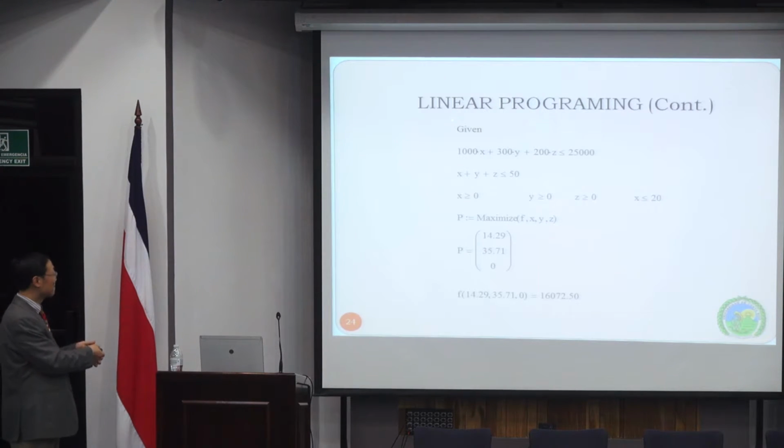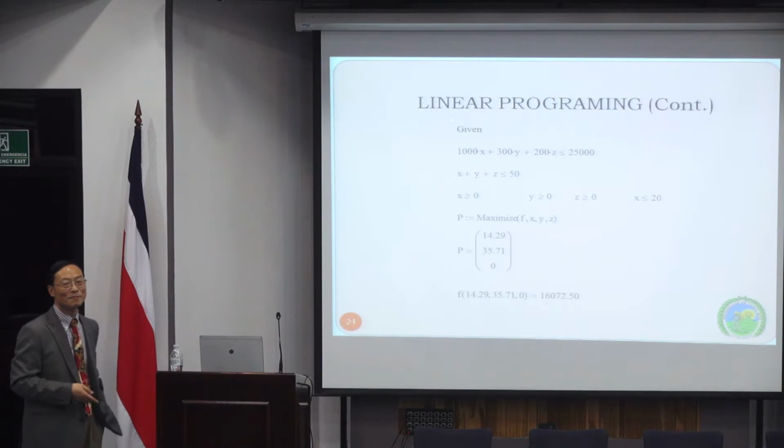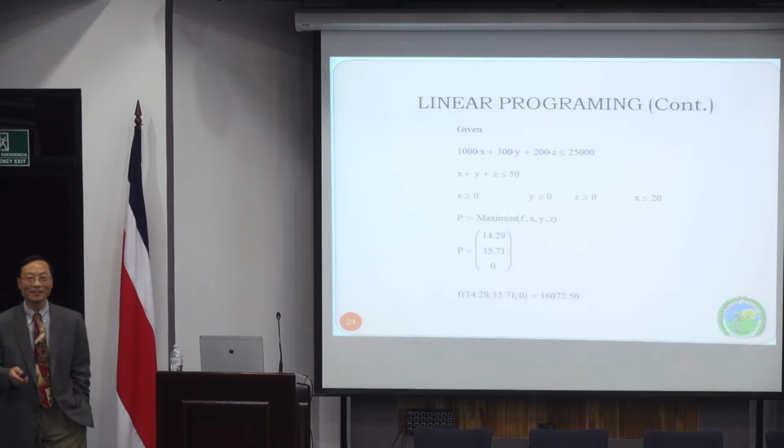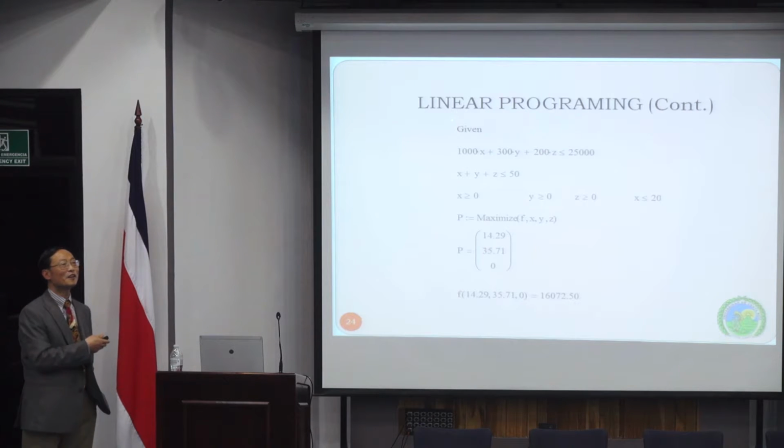Once you know the x, y, z, you can substitute that x, y, z into the equation for f and calculate. So in other words, he will be able to generate a little bit more than $16,000 of profit. No matter how he arranges his farm operation, he cannot make more income than that.